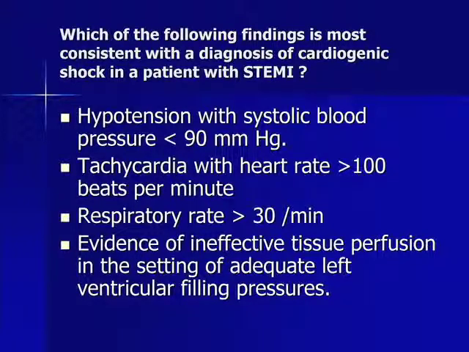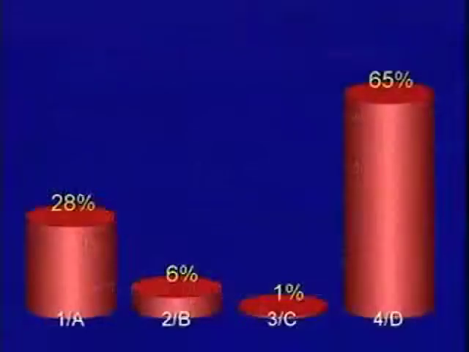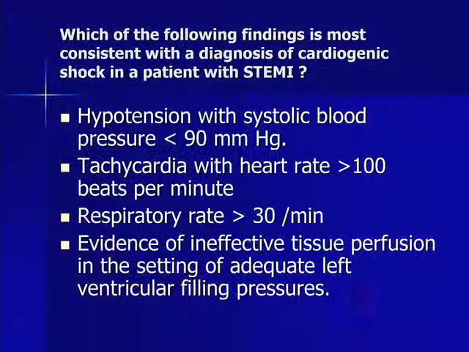So which of the following findings is most consistent with the diagnosis of cardiogenic shock? Is it hypotension, tachycardia, tachypnea, evidence of ineffective tissue perfusion? So most folks got the right answer, evidence of ineffective tissue perfusion.